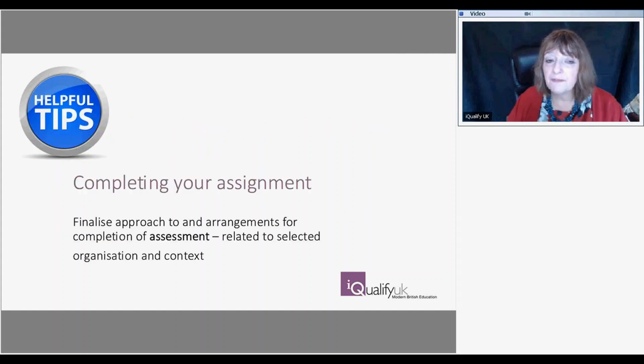So just to finalise, before I wish you all the best to get everything in on time, complete your assignment, finalise approach to an arrangement for completion of the assessment. Have you got a deadline that you've got to particularly meet? If you haven't, or even if you have, how are you going to prioritise your time to make sure you have achieved it? And it should be related to your selected organisation and the context in which it sits.